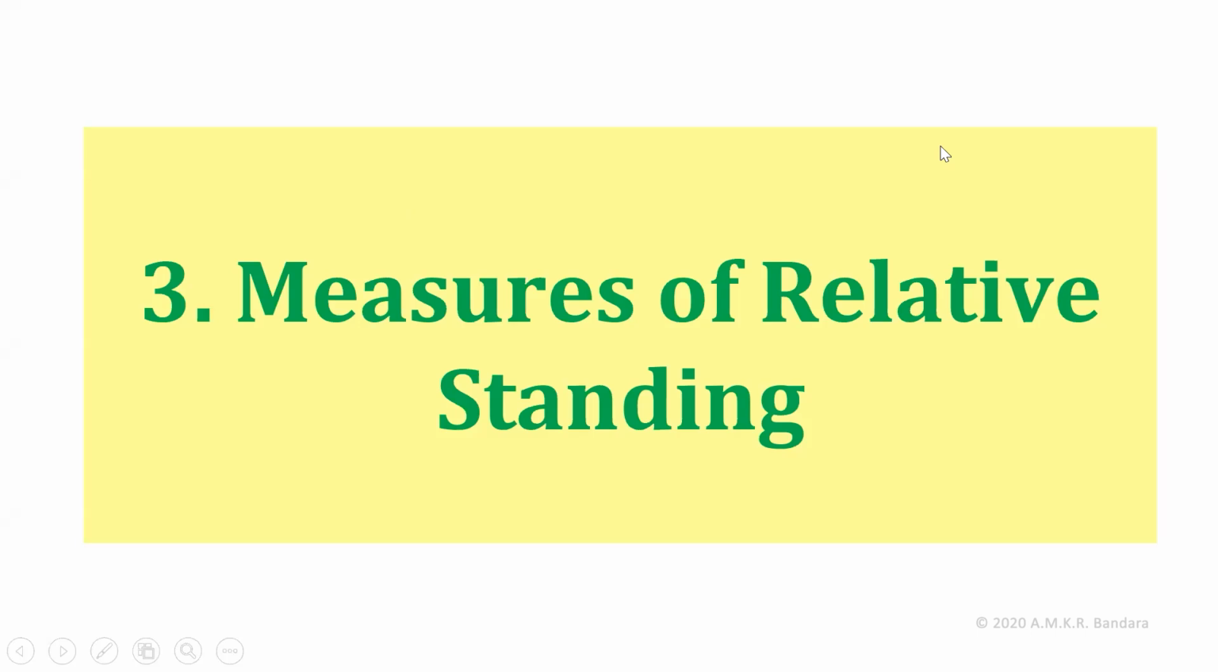Okay, the next aspect of describing a data set is measures of relative standing. First measure, measure of central tendency. Second measure, measure of dispersion. Third measure is measure of relative standing.